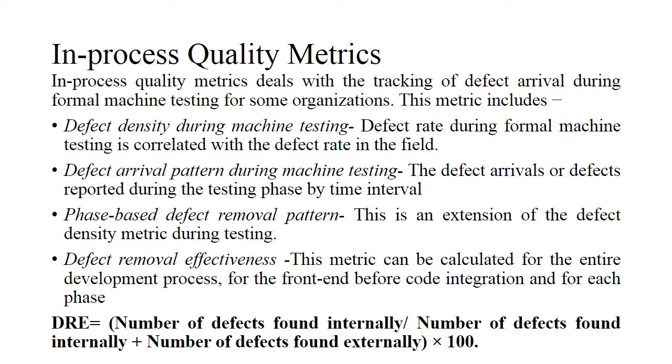Your defect removal effectiveness has a formula: number of defects found internally divided by number of defects found internally plus externally, whole multiplied by 100. This is the formula we are going to use for DRE. So process quality metrics include defect density during machine testing, defect arrival pattern, phase based defect removal, and defect removal effectiveness.